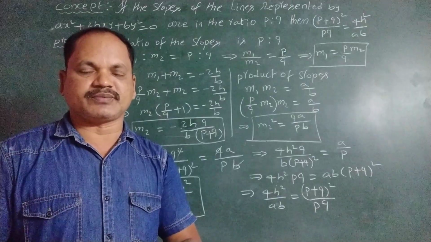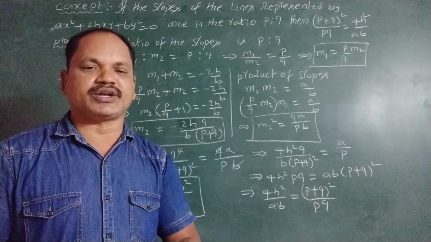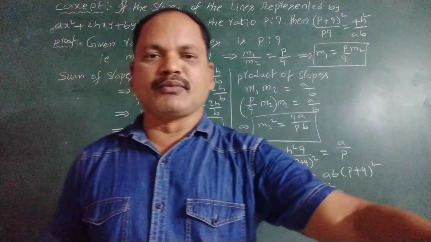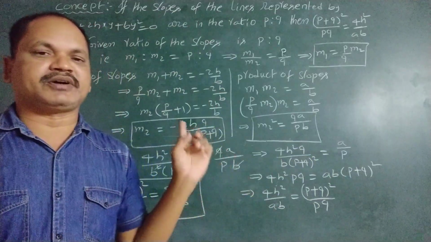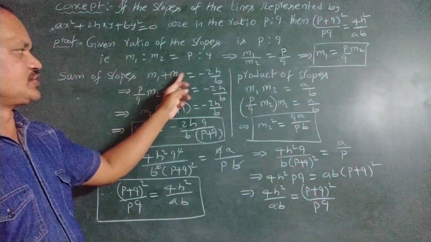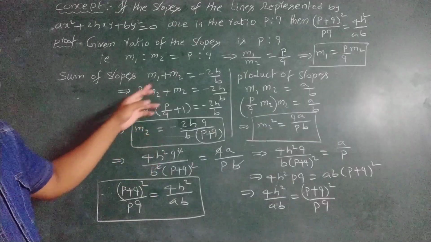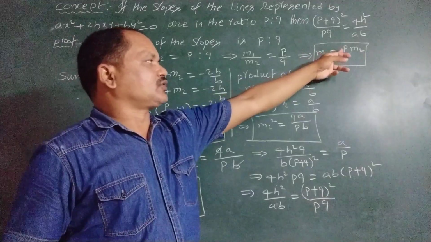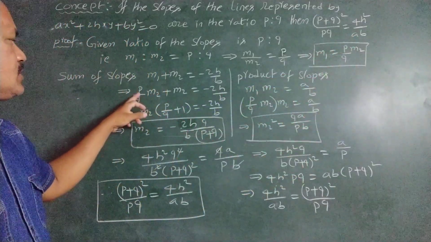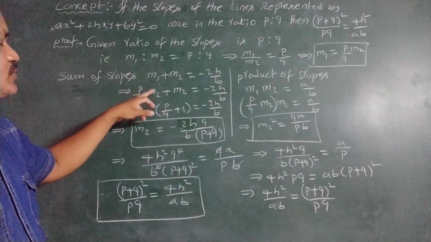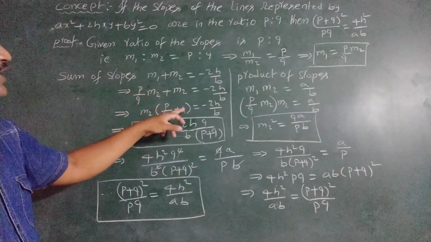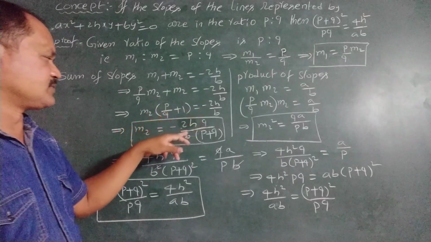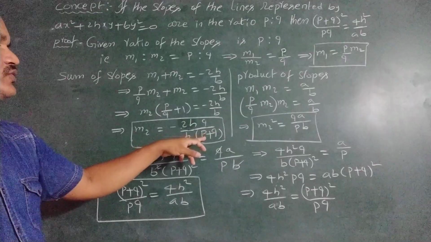So these are from the homogeneous pair of lines equation. ax square plus 2hxy plus by square is equal to 0 represents two individual lines which are passing through the origin and having the slopes m1 and m2. That's why the sum of the slopes m1 plus m2 is equal to minus 2h by b, and the product of the slopes m1 m2 is equal to a by b. Now, m1 is equal to p by q m2; substitute in this one. In place of m1 put p by q m2, take common m2, then (p by q plus 1) is equal to minus 2h by b. From this we find m2 after cross multiplication: minus 2hq by b into (p plus q).